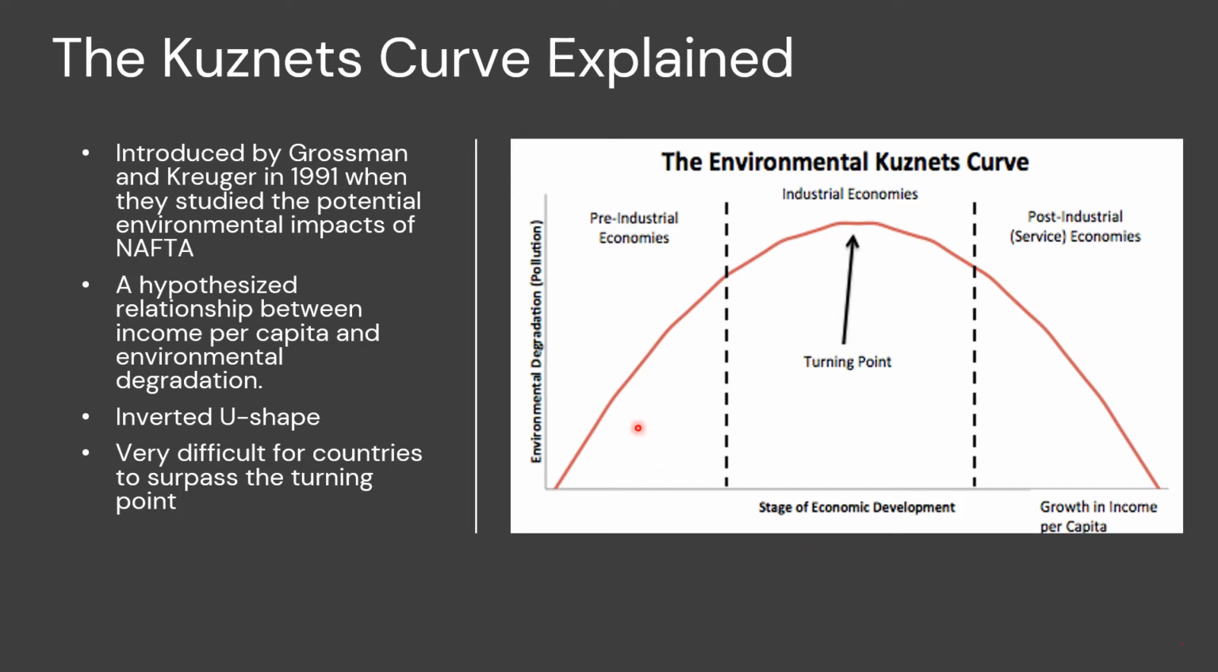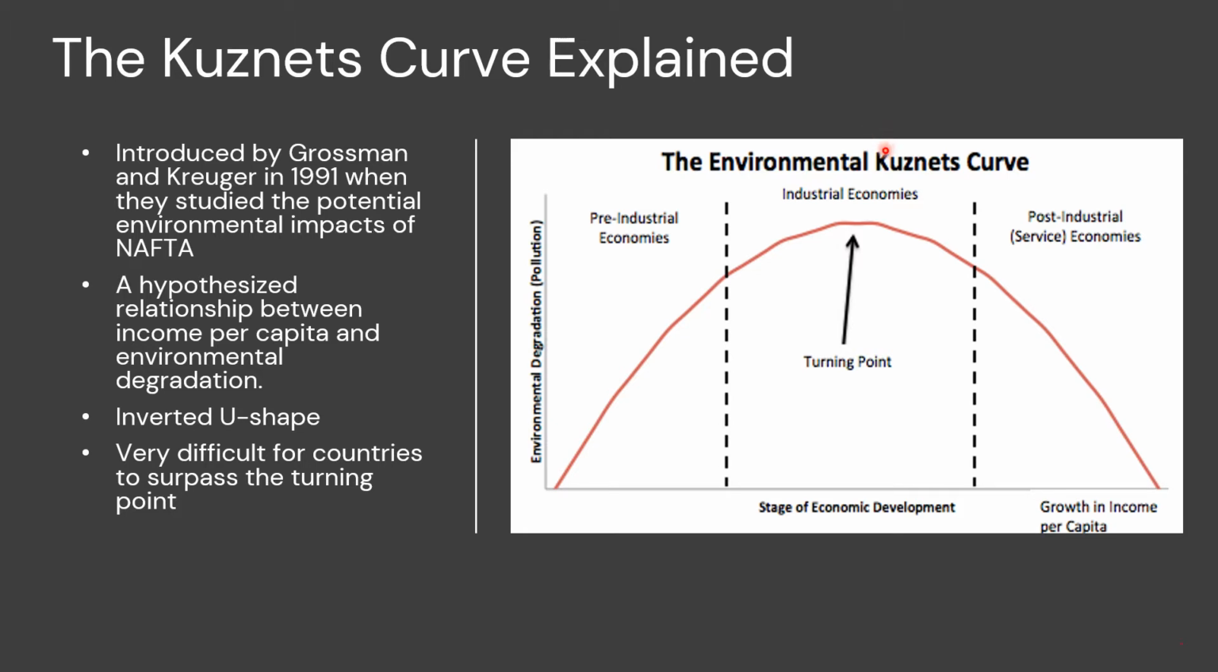As you can see on the graph to the right, it is shown as an inverted U shape with the maximum pollution per income per capita coming from industrial economies, which is where the turning point is. Going from left to right, the EKC shows that countries with low income have low pollution due to a lack of industrialization. As a country's income grows, it begins to industrialize, so the amount of pollution it emits increases until it reaches that turning point.